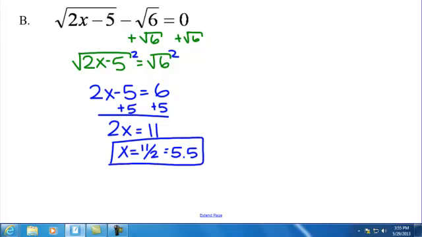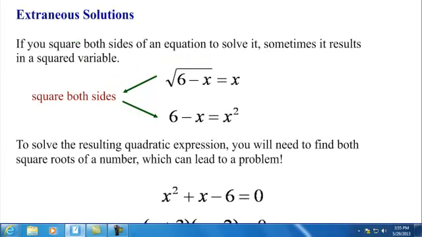Remember, we can still check this. Plug it back into the original equation and see if we get 0 out. Alright, so I was kidding about those ones being hard, but these next ones are actually a little more difficult. And it's just because we have to remember what to do with quadratic equations.